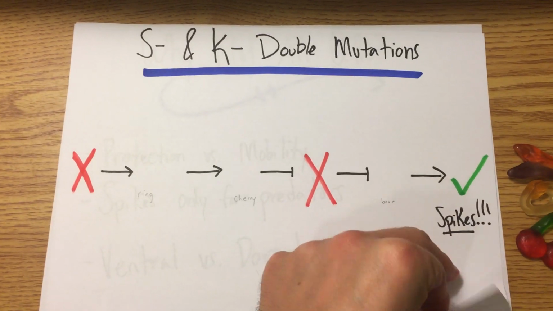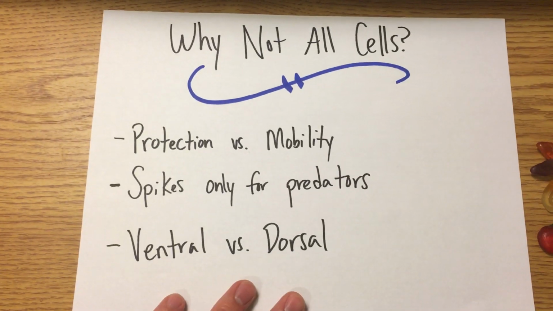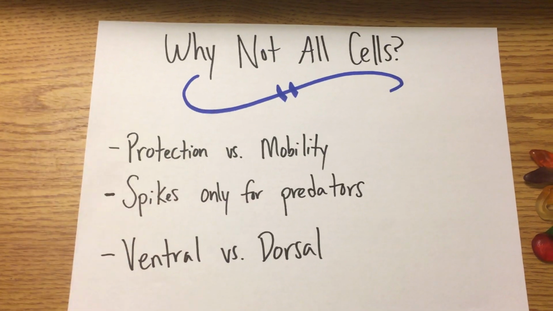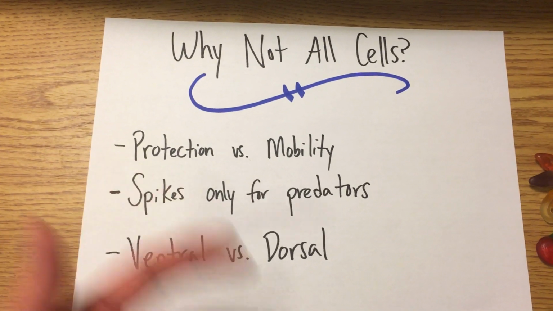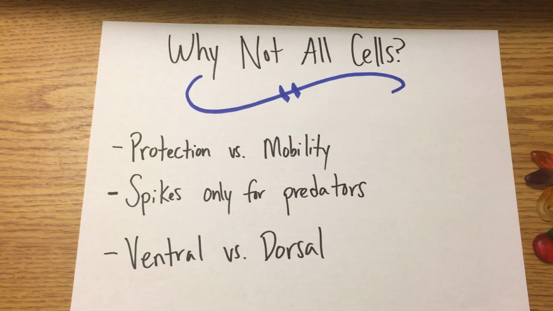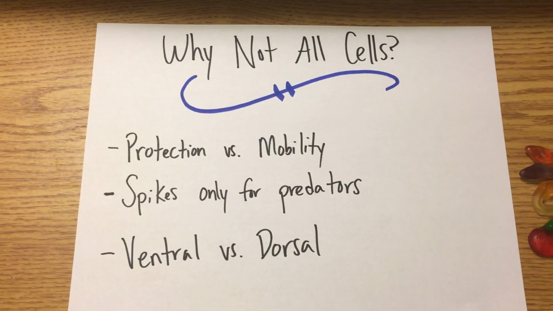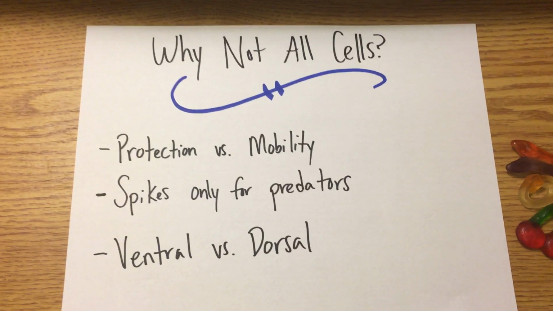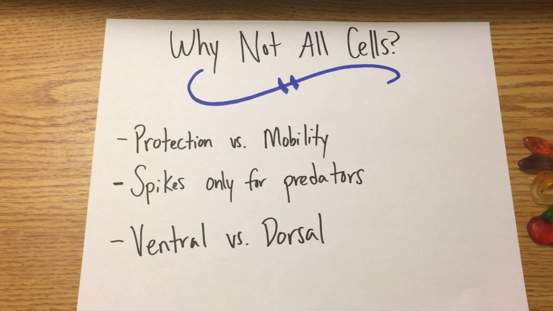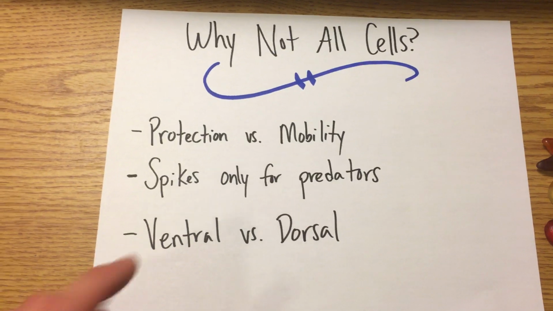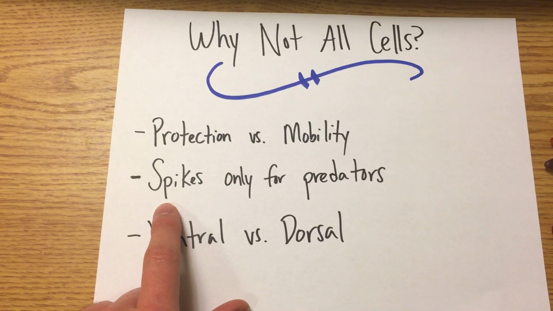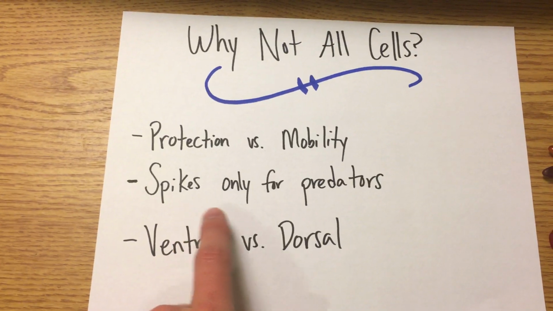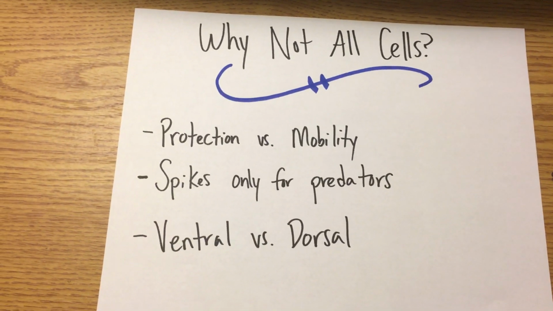So the last thing, why not all the cells on the ectoderm for the beetle? So protection versus mobility. Presumably the spikes are for protection, but if they are on every cell, it will create maybe some mobility problems for the beetle, which would be detrimental. And if there are spikes on all of the ectoderm cells for the spiny beetle, then it could not only hurt predators, but it could hurt the animal itself, kind of poke itself.